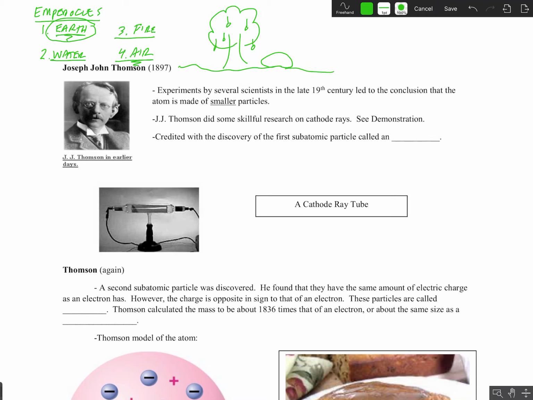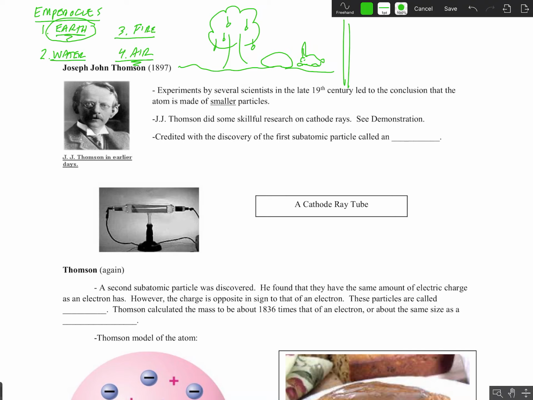What do you think something like a bunny rabbit would be made from? What elements in the Empedoclean theory would a bunny rabbit be made from? Yeah, if you said all four, similar to our thinking of a tree, you would be correct.